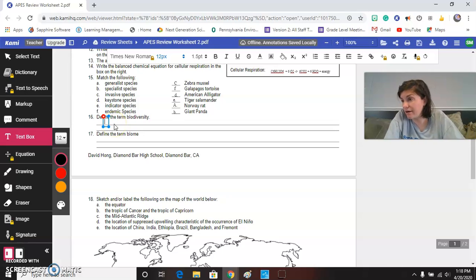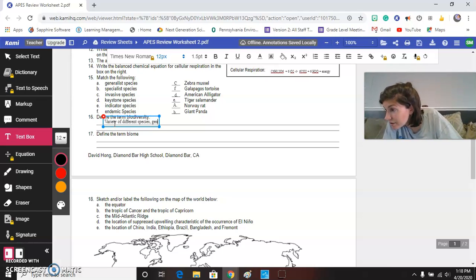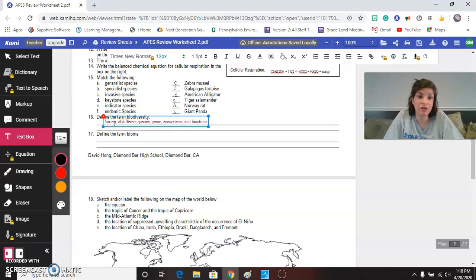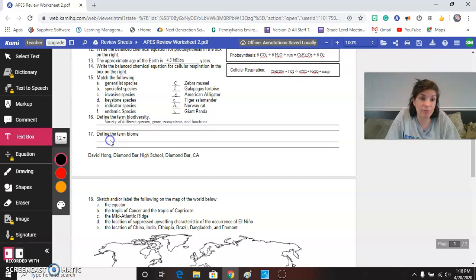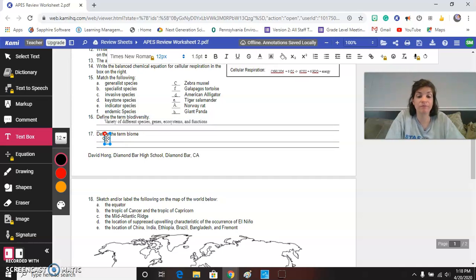Biodiversity. All right. Variety of different species, genes, ecosystems, and functions. All right. Define the term biome. All right. Terrestrial regions inhabited. Bye.